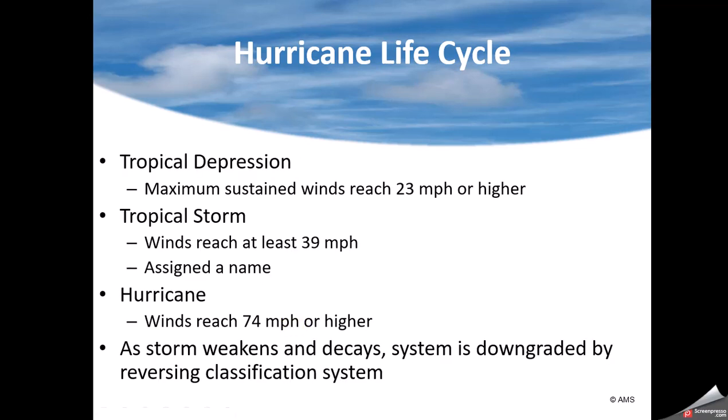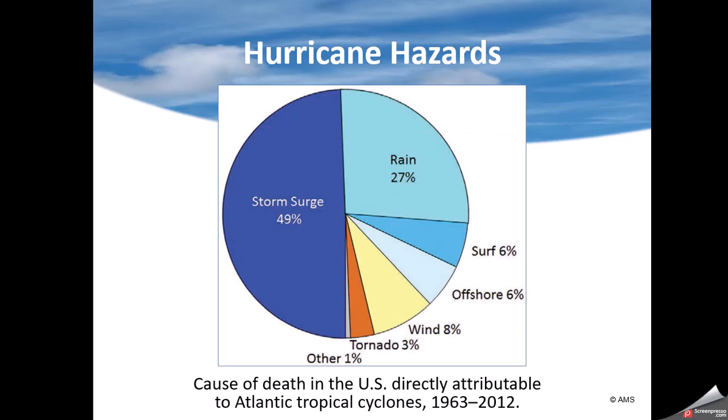And here are the basic categories. Tropical depression, you have a circulation with 23 miles per hour or higher wind. 39 miles an hour or higher will get you a tropical storm, and 74 will get you a hurricane. And they can go up and down in this classification, as we saw all year.